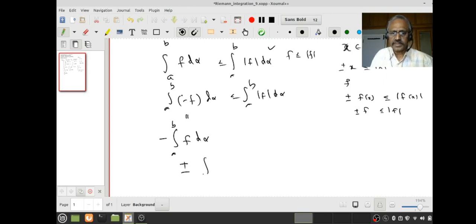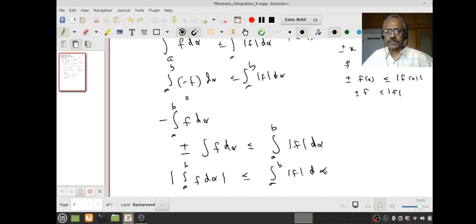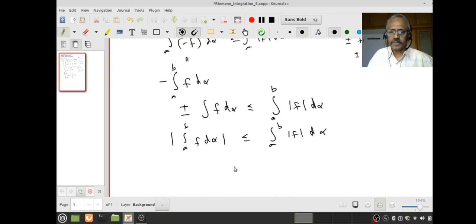Plus or minus integral f d alpha is less than or equal to integral a to b of mod f d alpha, right? But the modulus of the integral a to b of f d alpha is one of these numbers, either plus of this integral or minus of this integral. Therefore, I have shown that the modulus of the integral is at most the integral of mod f d alpha. Do you understand the proof? Okay, pause, review, proceed.